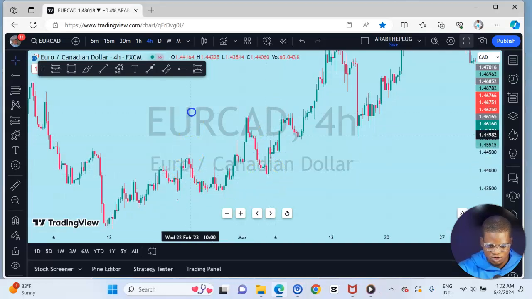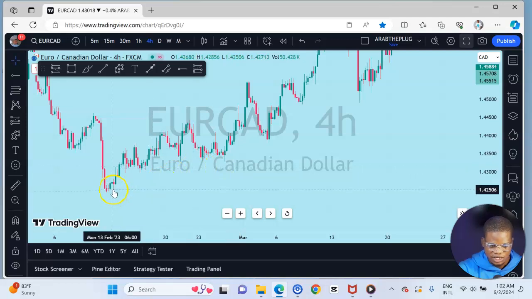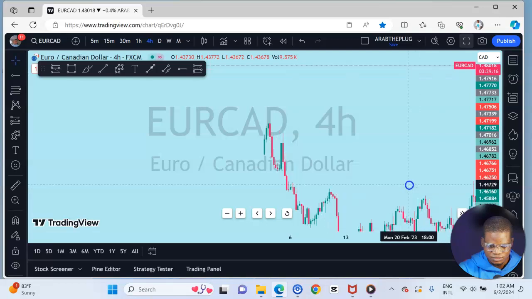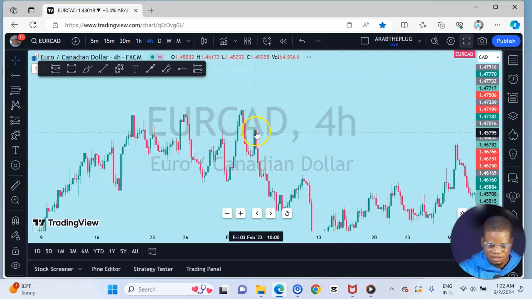This is more like a bullish engulfing pattern. This is more like a hammer, right? This is more like a hammer. This is just a normal rejection pattern. This is a bearish engulfing pattern, and which caused the price to drop a little bit, reversed, and dropped again.